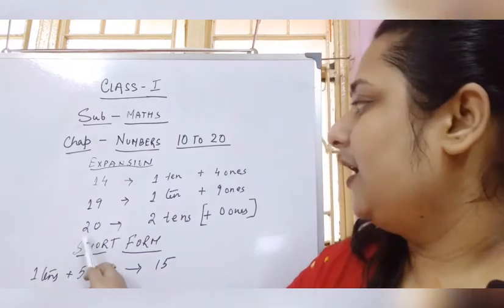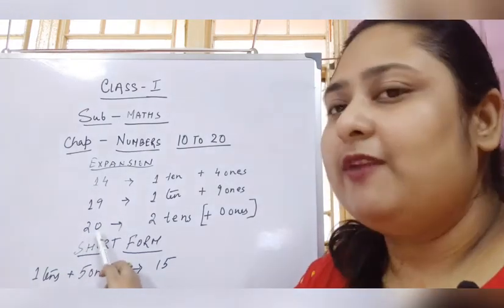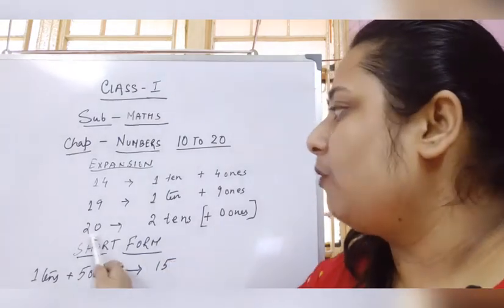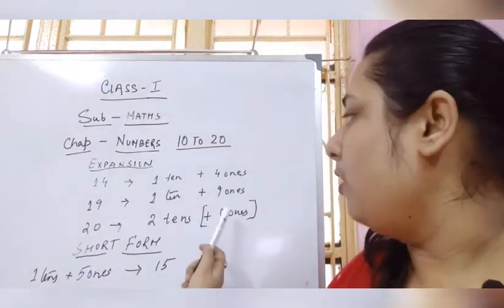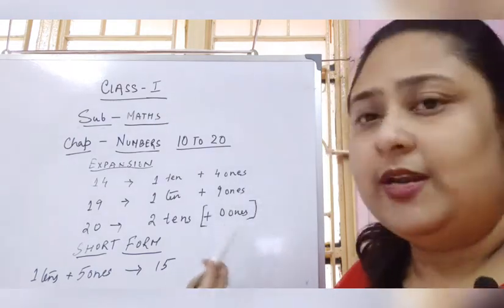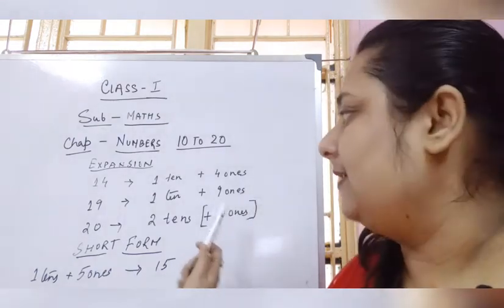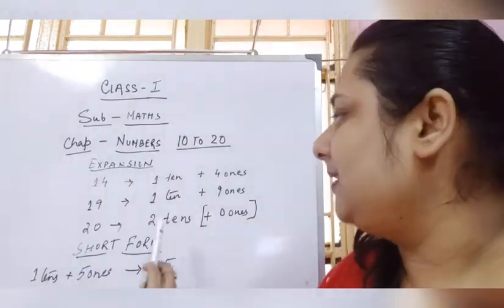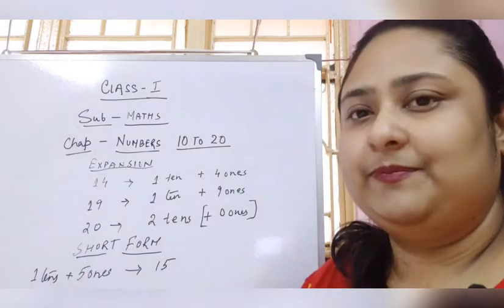So children, if there is number 20, how can we expand it? We can write only 2 tens. Why? Because at the ones place it is 0. We need not to write the ones, 0 ones. I have shown it in the bracket, but you need not to write this. For case of 20, you can write only 2 tens. This is the expansion of number 20.